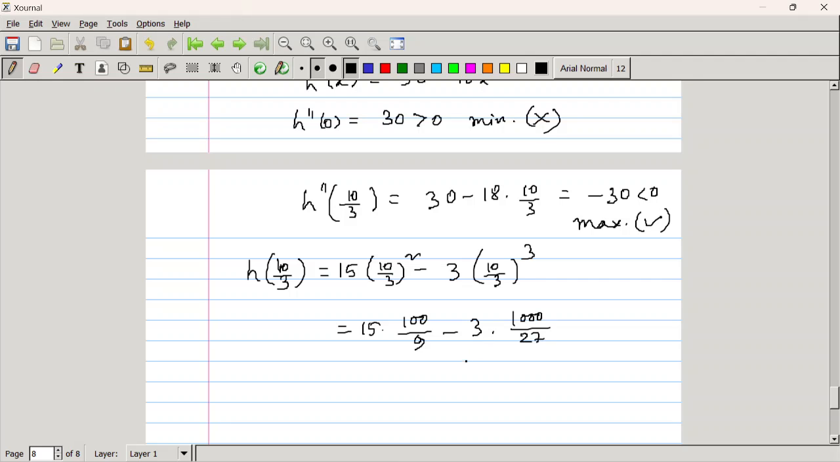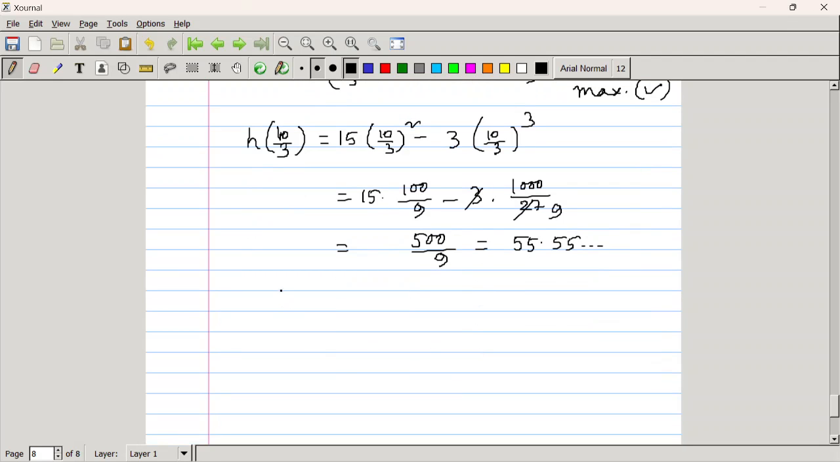So that is equal to... everything cancels out here. Oh, sorry, here 9. So 1500 minus 1000, so it is 500 by 9. That gives you the value approximately 55 point something, 55. Okay, so what is that? h of 10 by 3. Our maximum range is 25, but I got h of 10 by 3 as 55 point something, which is greater than 25. So option C is also false.